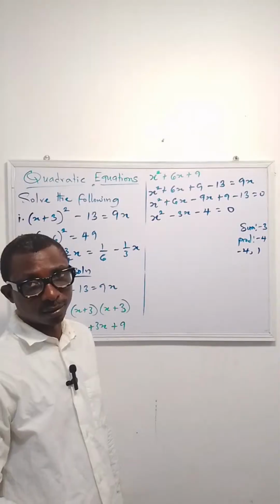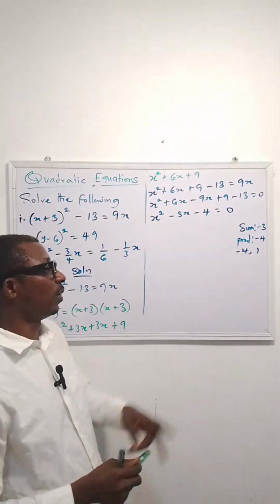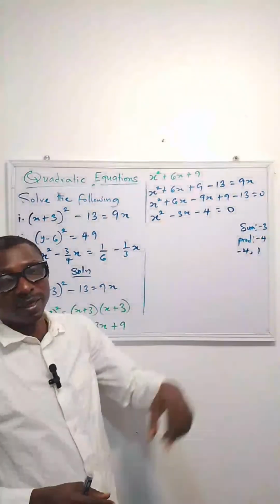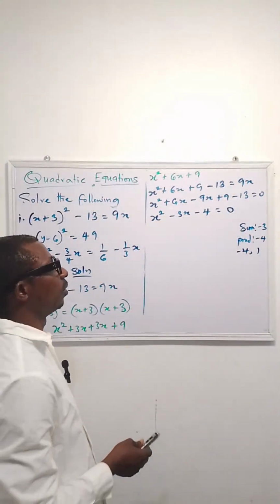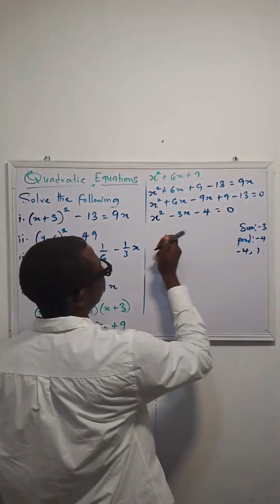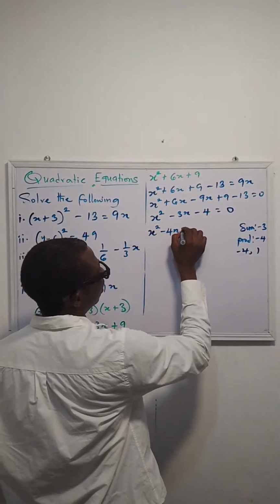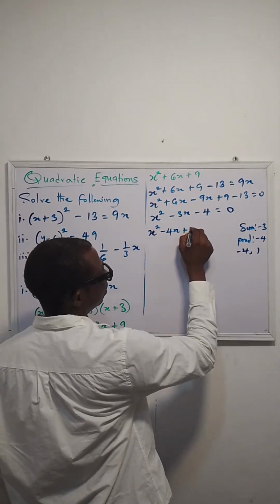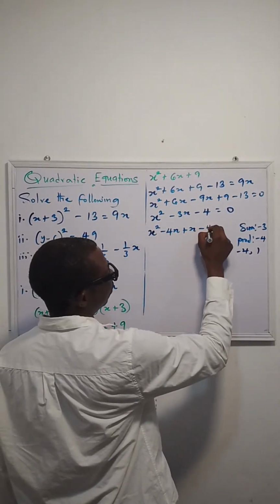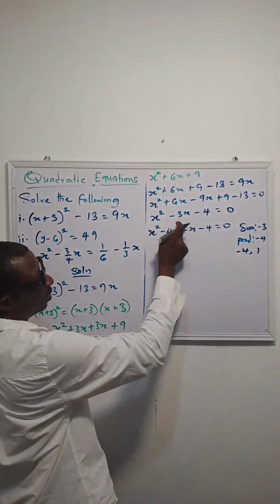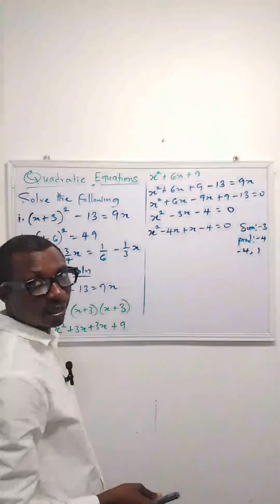Is that what you have? When you multiply them together, you have negative 4, and when added together, you have negative 3. So now this equation turns to x squared minus 4x plus 1x minus 4 equals 0. Hope you understand that, because when you join this together, you have negative 3x.